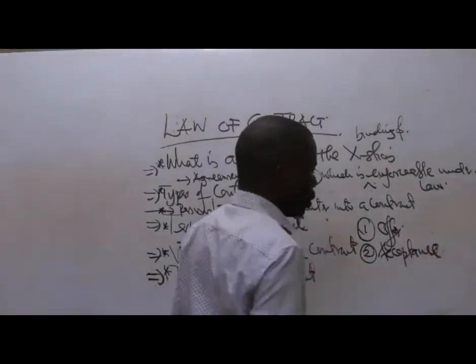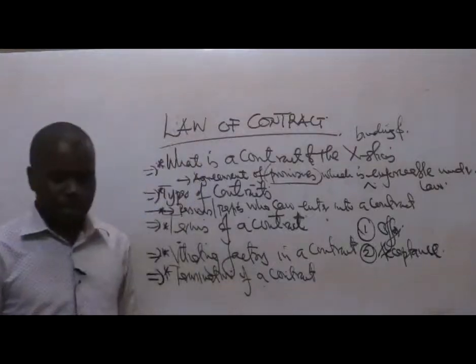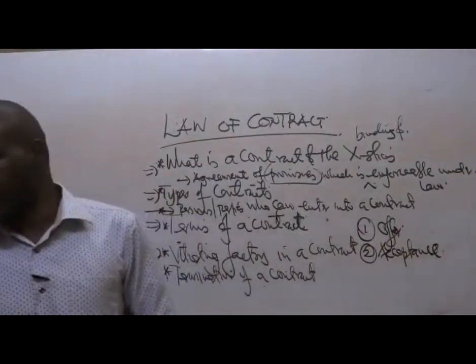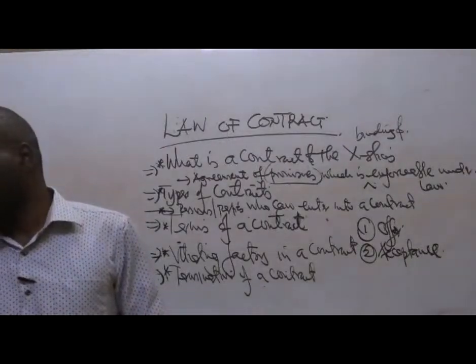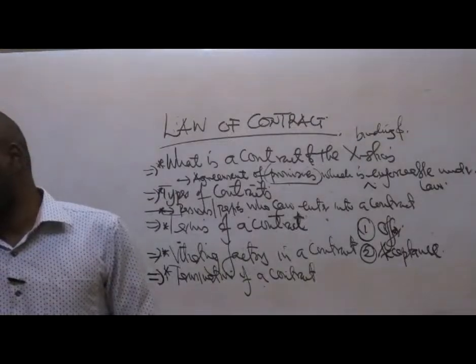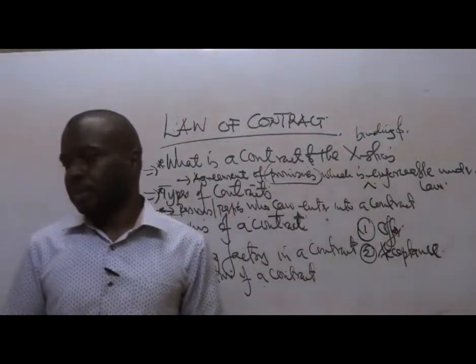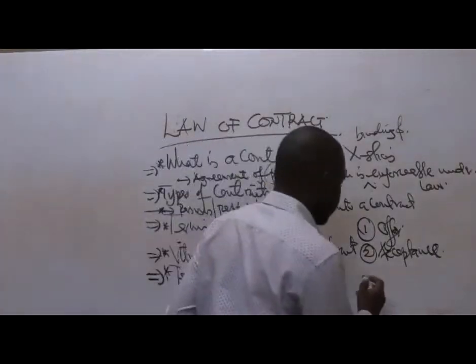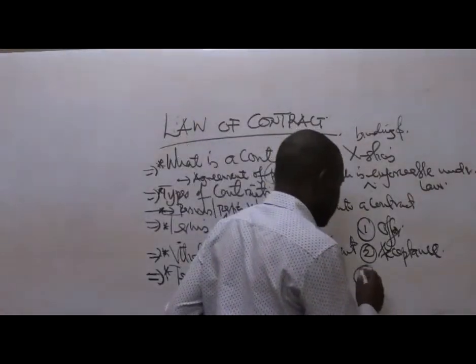There must be what we call acceptance, that I'll be able to give an offer. Then on the other hand, as the student, you'll actually be able to accept. So there must be what we are calling an offer and an acceptance. Then number three, there must be an intention to create a legal relationship.